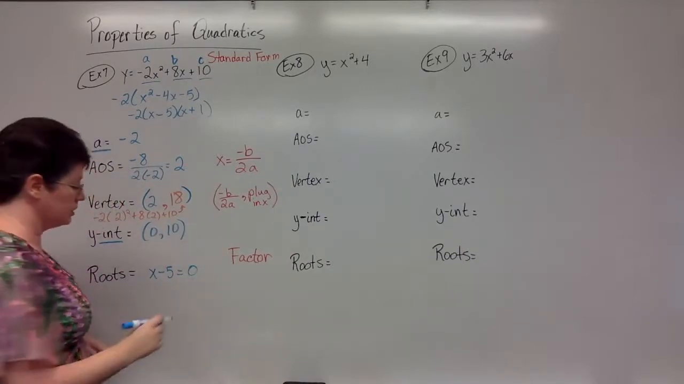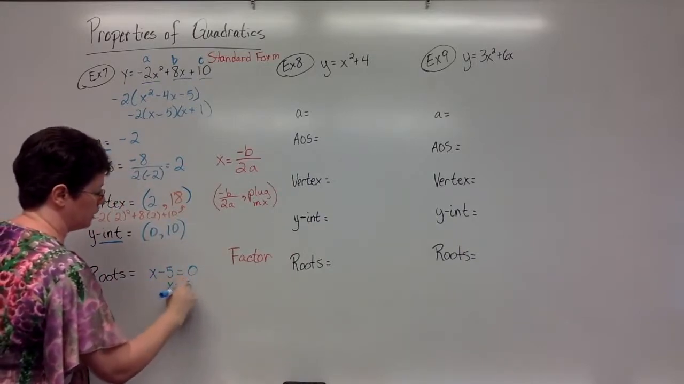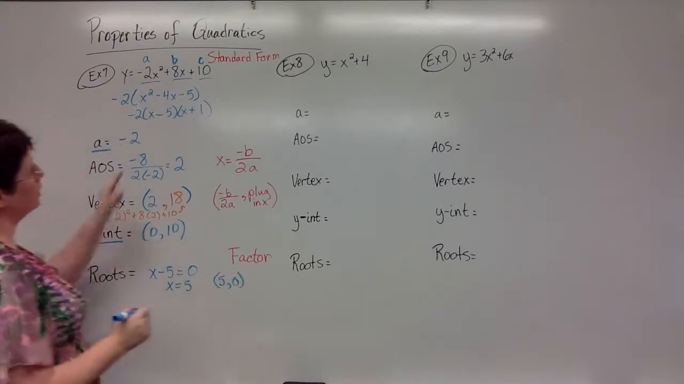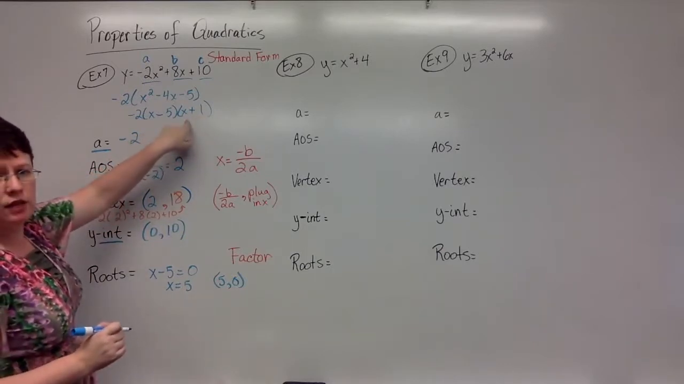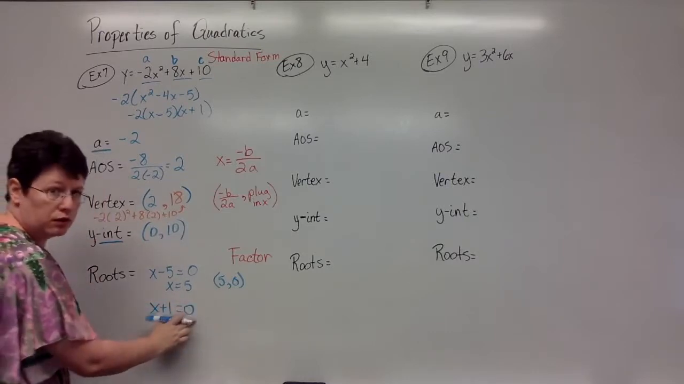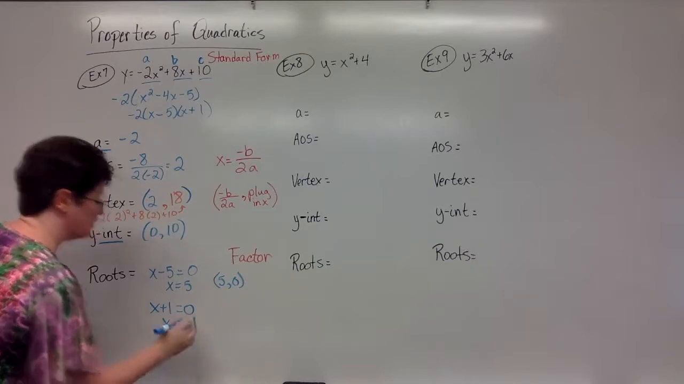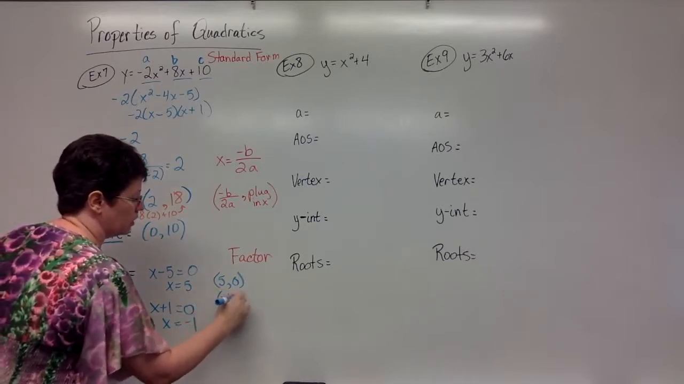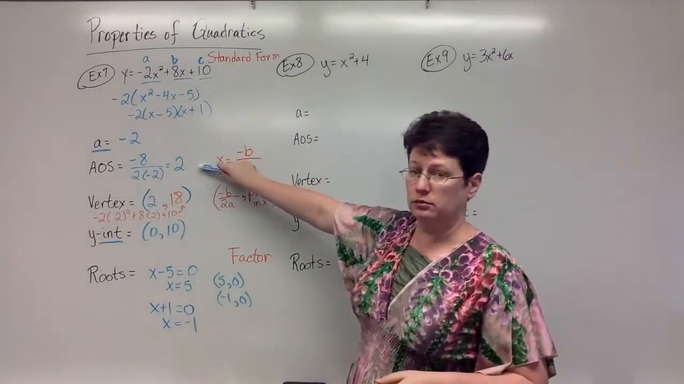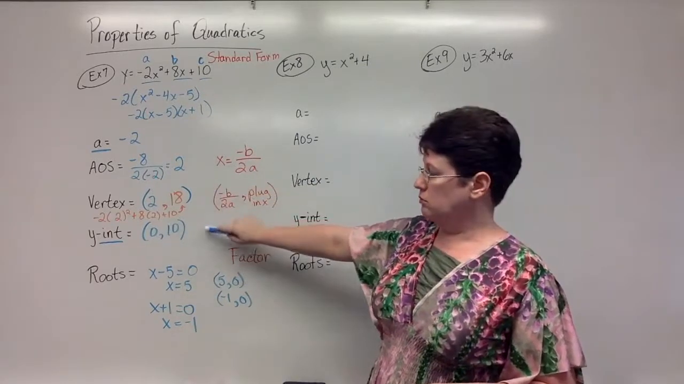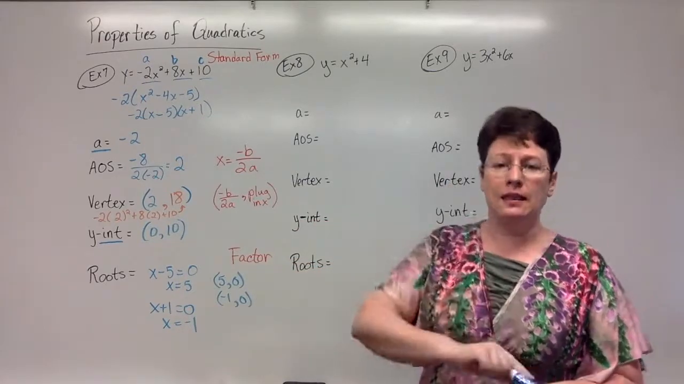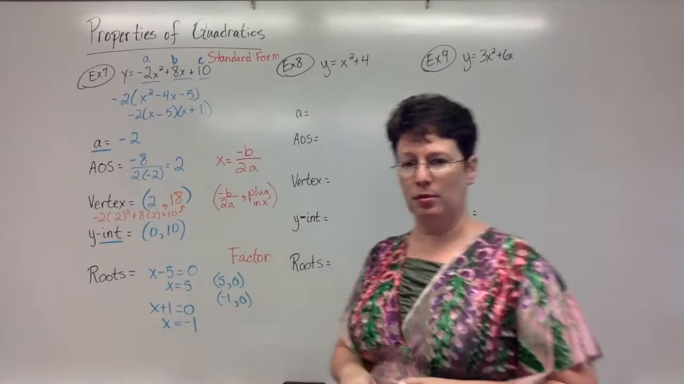x minus 5 equals 0. Solve for x, I get x equals 5. So one of my roots is at (5, 0). Okay? Let's take the second parenthesis. Does it have an x at the front? Yes, it does. x plus 1 equals 0. Move the 1 over by subtracting it, and x equals negative 1. So my other root is at (-1, 0). So I would put the dash line, a point at (2, 18), a point at (0, 10), and a point at (5, 0) and (-1, 0). And then you connect the dots to form your parabola.